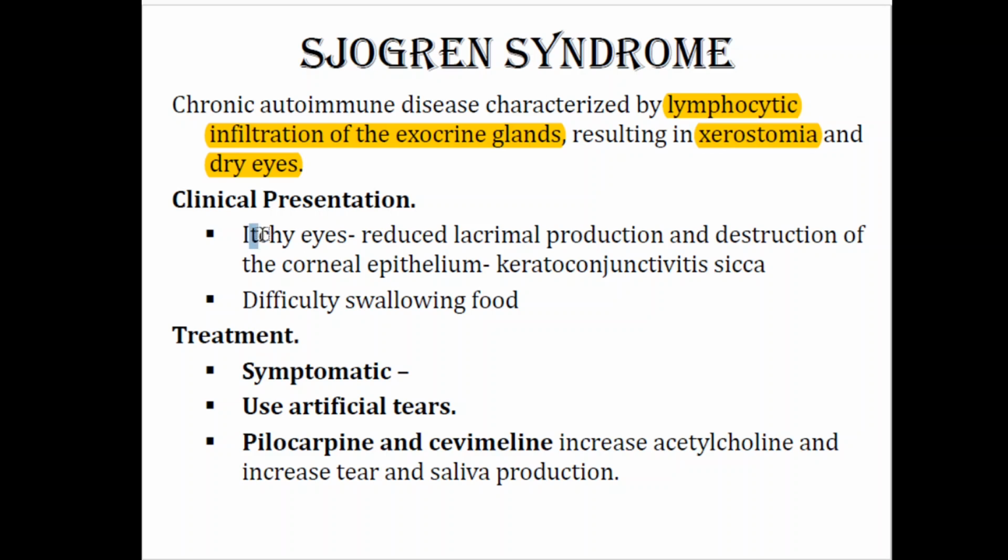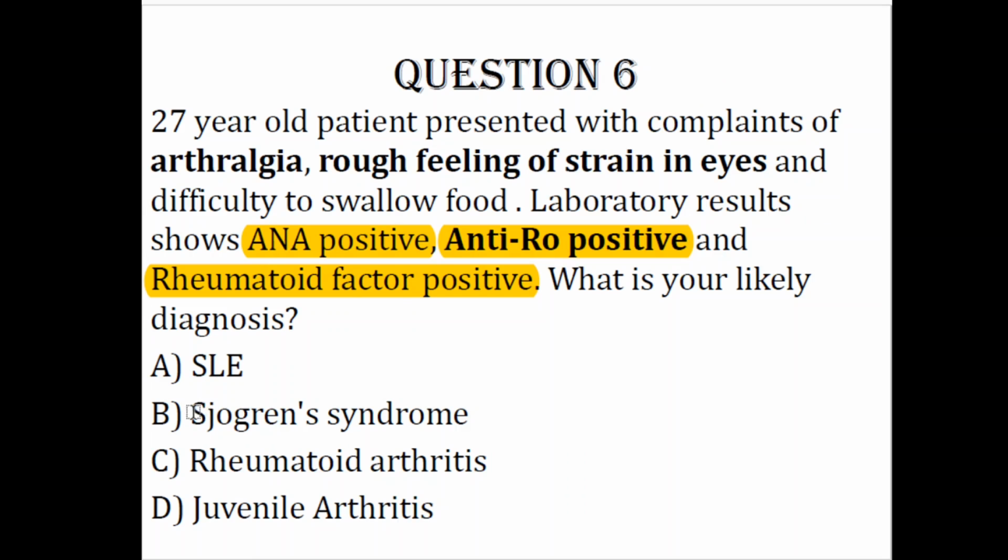The clinical presentation will be itchy eyes or sandy eyes because of reduced lacrimal production and destruction of the corneal epithelium, also known as keratoconjunctivitis sicca, and there will be difficulty swallowing food. That's what we saw in this patient. And what is the treatment? Treatment is symptomatic. You use artificial tears or you give cholinomimetic drugs like pilocarpine and cevimeline, which will increase tear and saliva production. The answer would be Sjogren syndrome, right? This patient has anti-Ro positivity, arthralgia, and a rough feeling of strain in the eye. This patient has Sjogren syndrome.